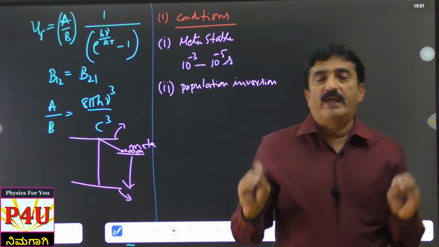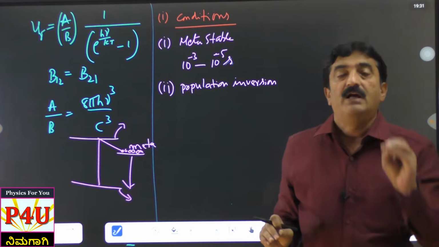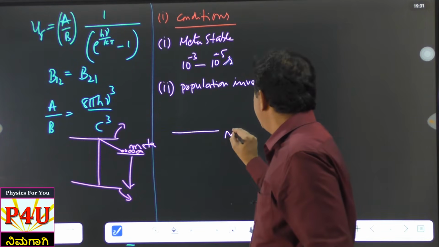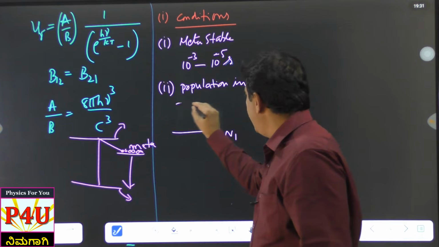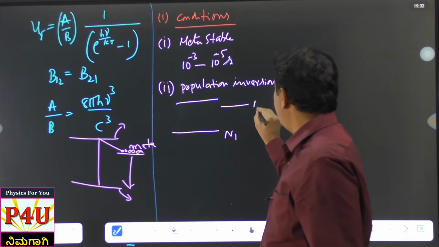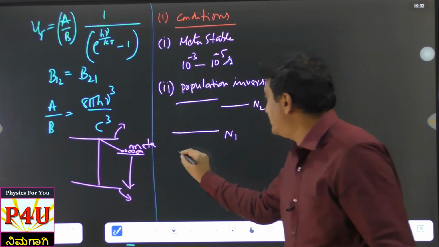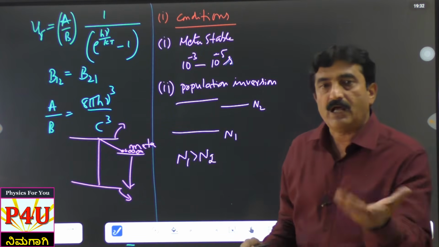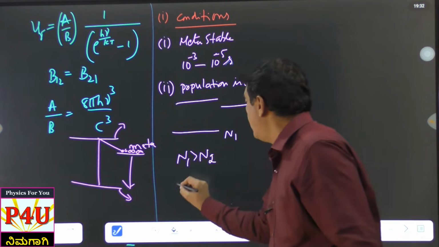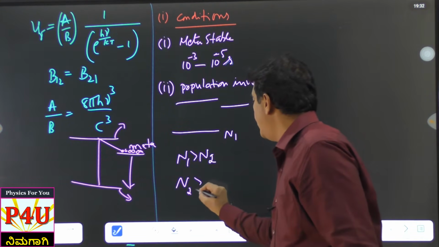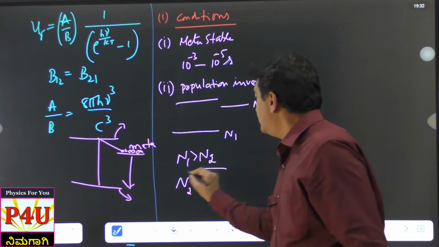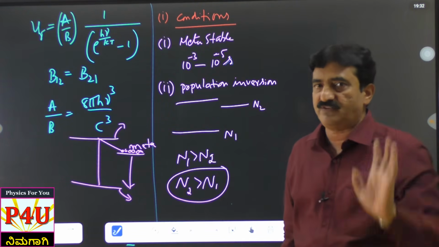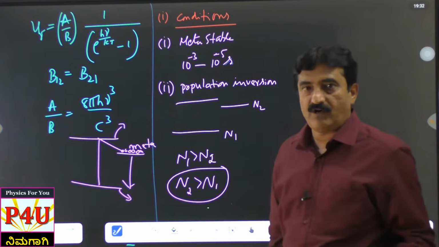Again you write one or two lines. Normally in the ground state there are more atoms, that is N1, than in the excited state or metastable state, let us say N2. So N1 is always greater than N2. This is the normal condition. But the normal condition we don't want. We want an abnormal condition. That means N2 should be greater than N1. This abnormal situation is known as population inversion. If you write this much, that is sufficient. So that is the second requirement.